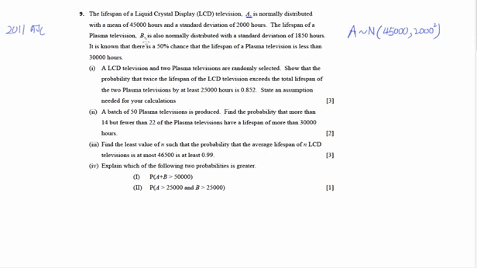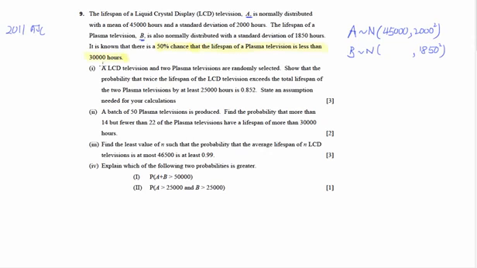Alright, plasma TV B is also normally distributed. So the mean is, oh, interesting, they don't tell us the mean, but they tell us the standard deviation. So the standard deviation is 1,850. Okay, and what's the mean? So it tells us here that there is a 50% chance that the lifespan of B is less than 30,000. It's a 50% chance.